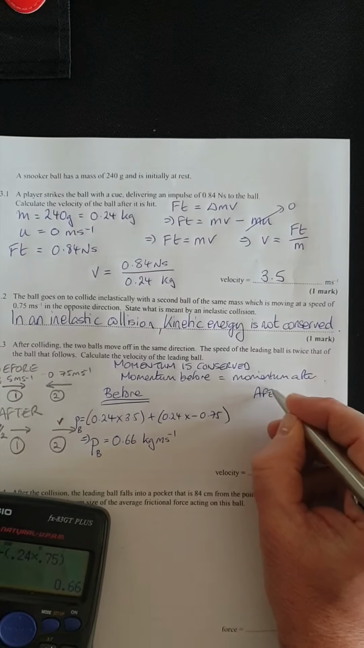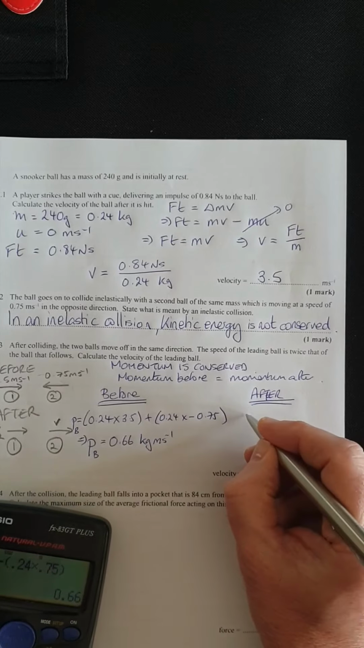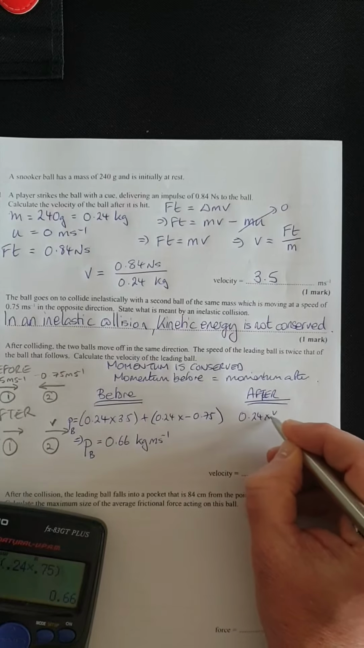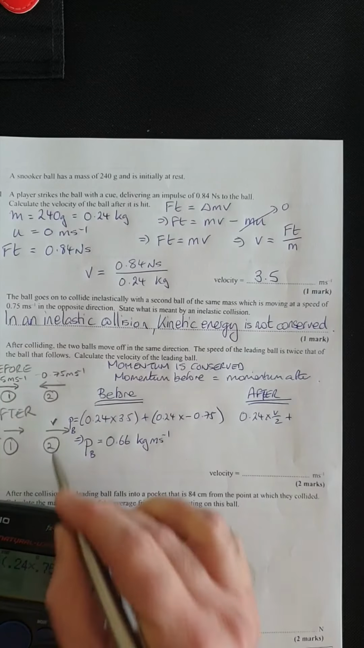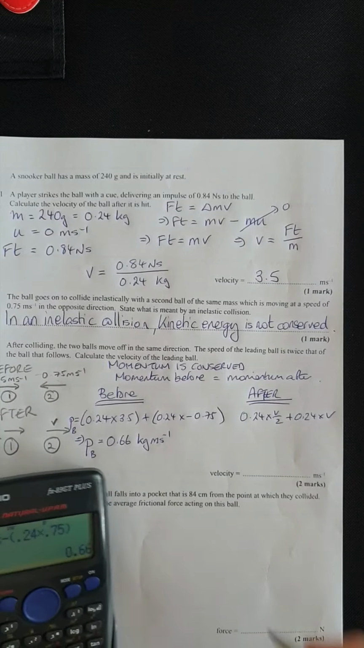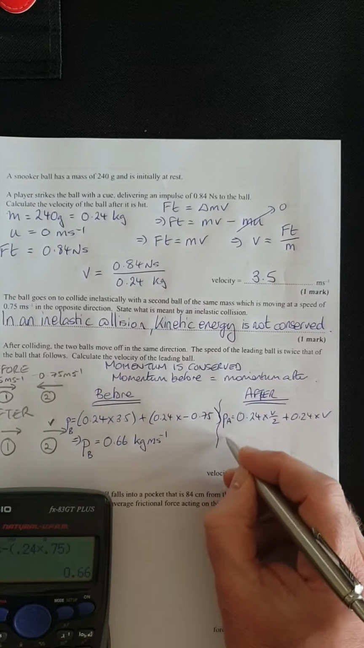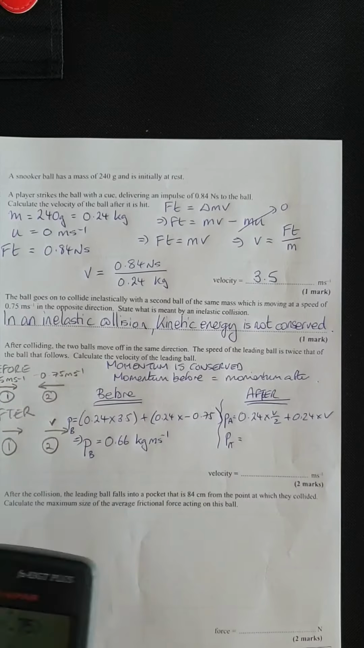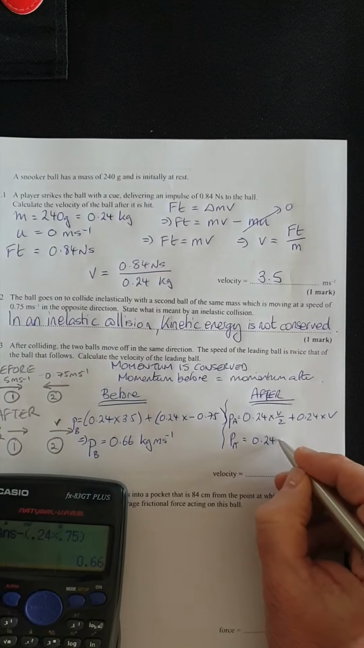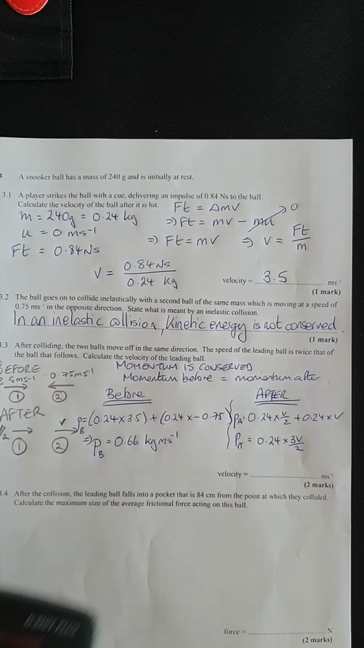After, oops, well, what have I got? Afterwards, I've got the first one, so it's 0.24 times v over 2, plus the second one, which is 0.24 times v. So that gives me that the momentum afterwards is equal to 0.24 times 3v over 2.